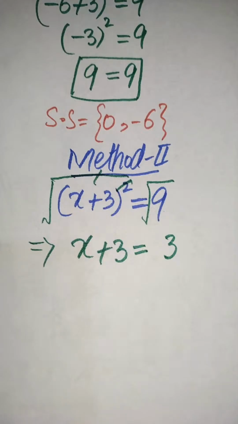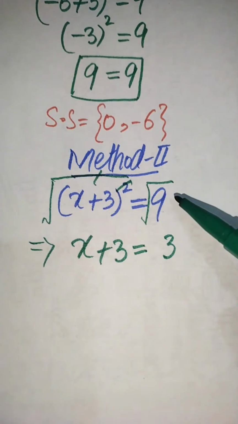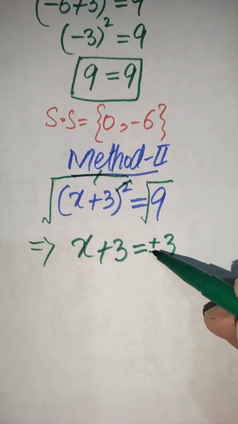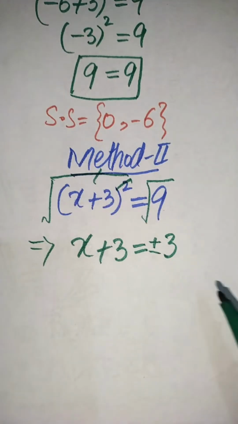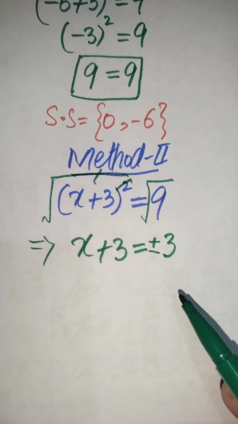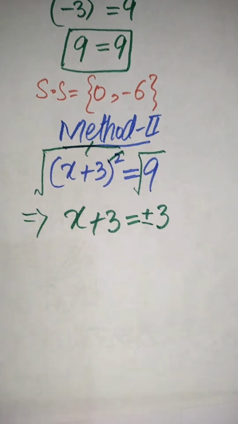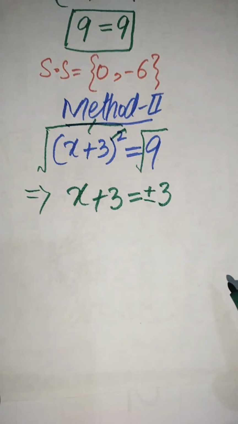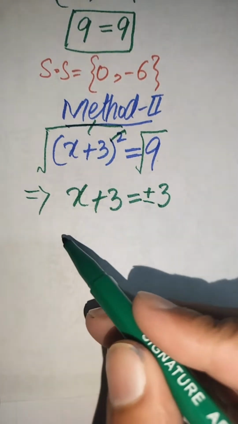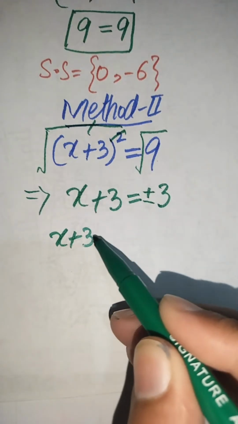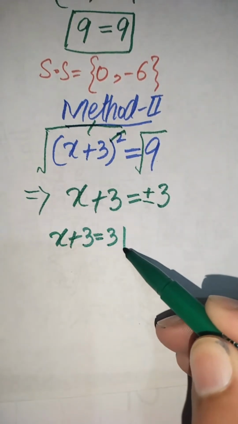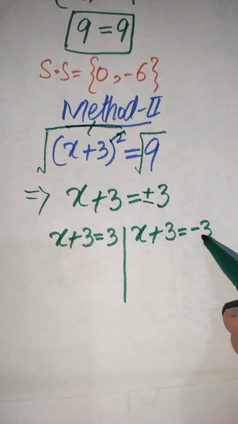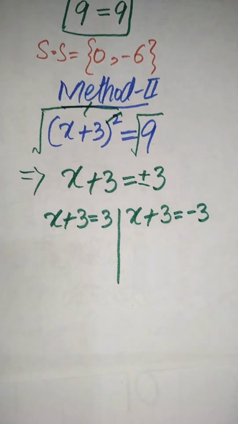But here you remember one thing: when we apply a square root sign on both of the sides, we will write a plus minus sign on any one of the sides, so we will write the plus minus sign on the right hand side. Okay, so further we need to break these values into two cases. The first case is we write x + 3 is equal to 3, the positive value, and the second case is we choose the negative right hand side. It is x + 3 is equal to -3.